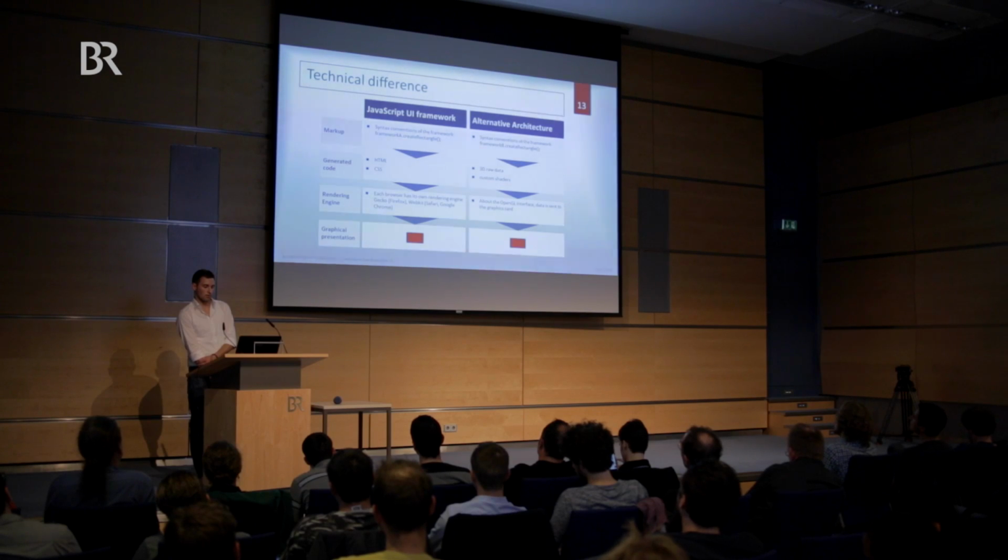And the next point is the rendering engine. Here you see a normal framework is using, depends on your browser. If you use Firefox, it's Gecko, the rendering engine, and so on. In the alternative architecture, this is done by OpenGL. It's called WebGL, and it's using the OpenGL graphic library. And you see in the end, the graphical presentation is both just a rectangle. So for the user, it's not really a difference. You have nearly the same markup, and you have the same graphic presentation. So the difference is just the part between.